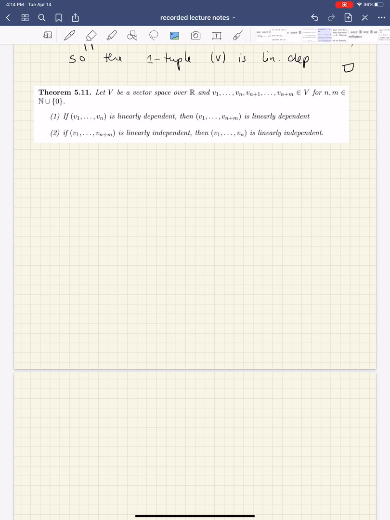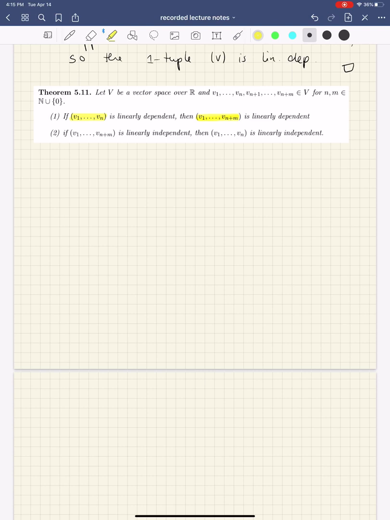Let's think about it again. As we said before, when we want to prove statements, we always want to convince ourselves that they should be true. So why should that be true? Well, if I already found a linear dependence amongst V1 through Vn, then this will already witness one for the longer tuple, because I could just let all the later coefficients be 0.